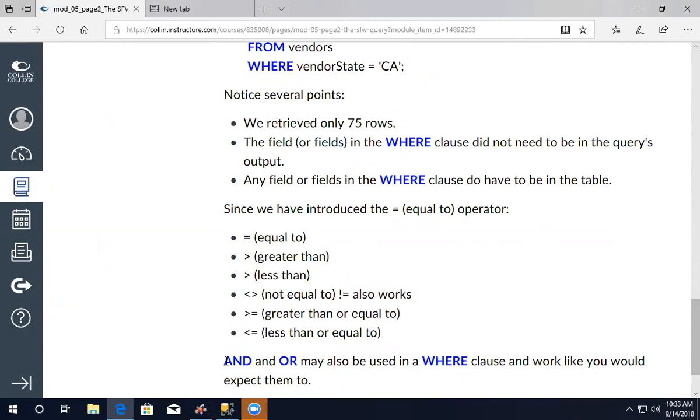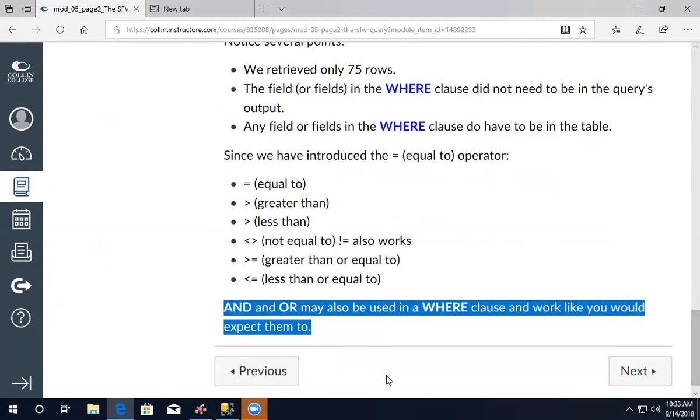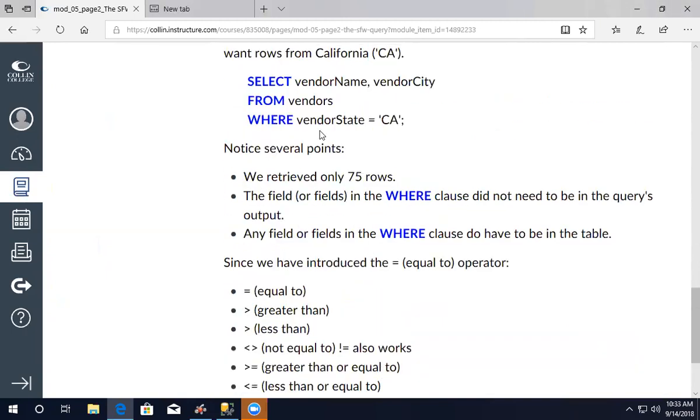And an OR may also be used in the WHERE clause. So I can say where the vendor state is equal to 'CA' and vendor city equals 'San Diego', because there's a San Diego, Texas also. If I want to make sure I get California, I would have to say the state is CA and vendor city is equal to 'San Diego'.